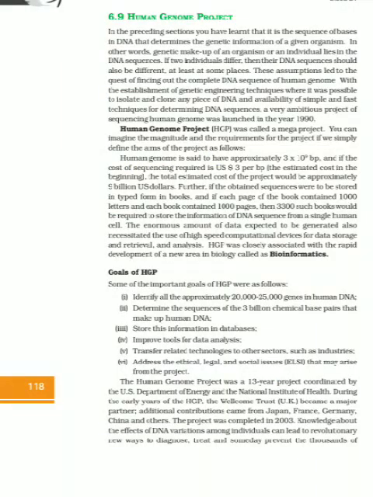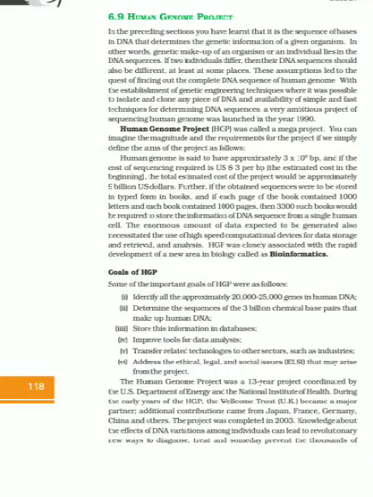Human Genome Project. In the preceding sections, you have learned that it is the sequence of bases in DNA that determines the genetic information of a given organism. In other words, genetic makeup of an organism or an individual lies in the DNA sequences. If two individuals differ, then their DNA sequences should also be different, at least at some places. These assumptions lead to the quest of finding out the complete DNA sequence of the human genome.